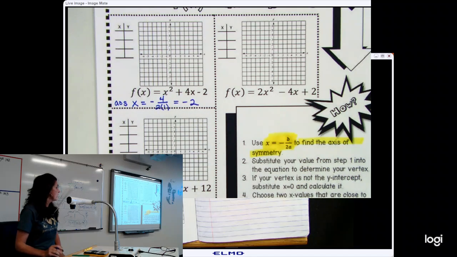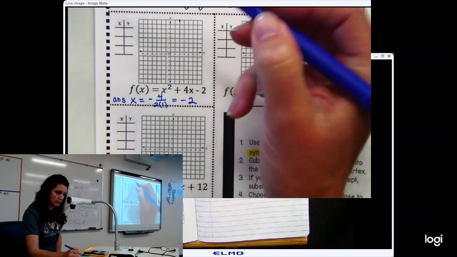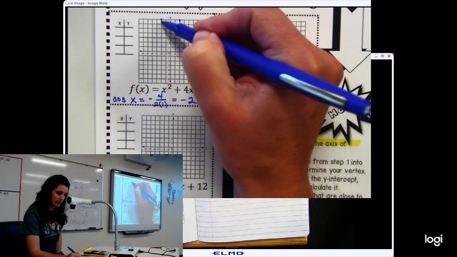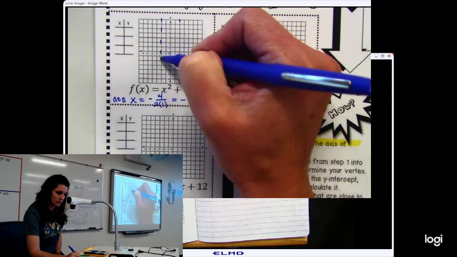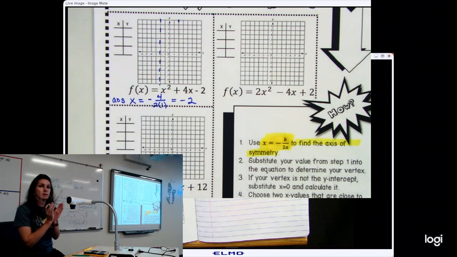All right, so I am going to come over here, and I know that through negative 2, my parabola is going to sit and be balanced on that axis of symmetry. But it'd sure be nice to know where that vertex is. In fact, we've got to calculate that vertex. That is part of graphing a parabola. You can't guess where the bottom is. You have to graph it.